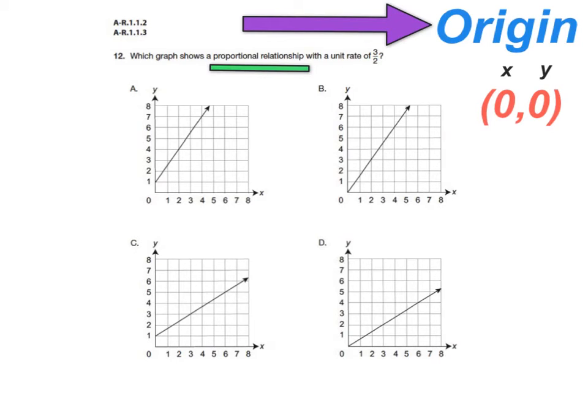Now, the first thing you need to consider is all proportional relationships go through the origin, and the origin is the point 0, 0. All four of my graphs are using quadrant number 1 on the coordinate plane, and the origin is here in each one of these. So right away, we can eliminate two of our choices because two of them do not go through 0, 0. You can clearly see that graph A starts on the y-axis here at 1, and the same thing for graph C.